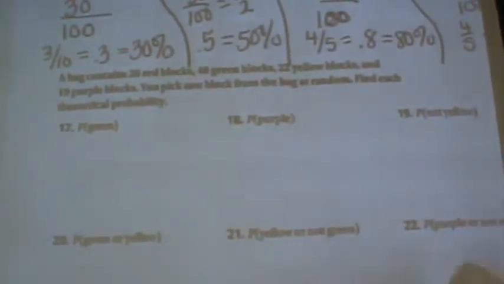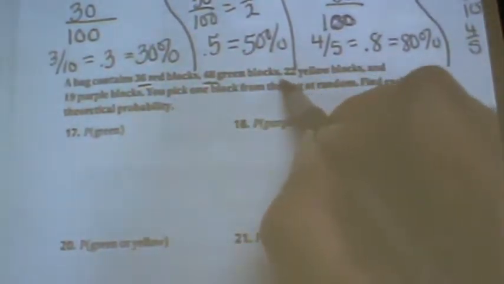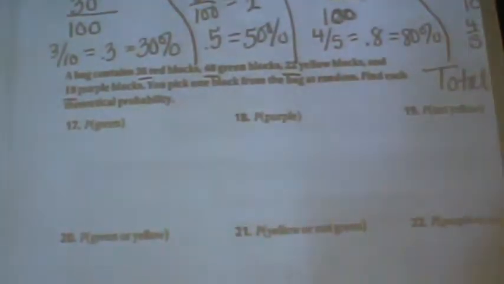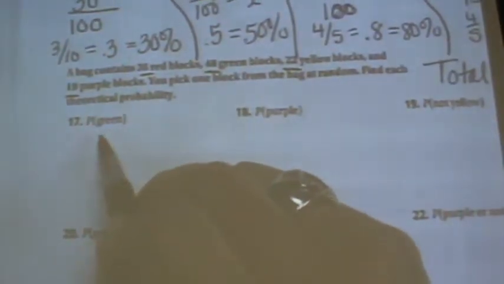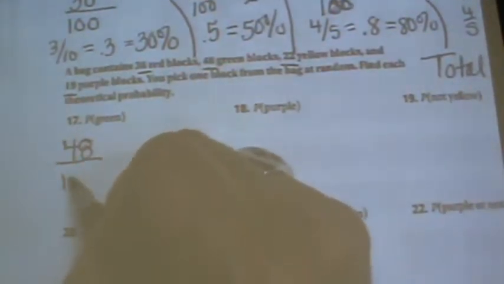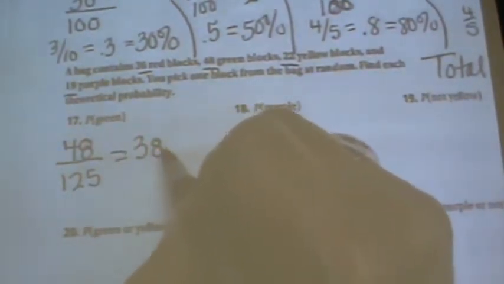Now we have a bag containing blocks. 36 are red, 48 are green, and 22 are yellow, and we've got 19 purple. How many blocks do we have? 125. How many? 125. I got 125 also. So what's the probability of it being green? There's 48 green out of 125. We're going to convert this to a percent.